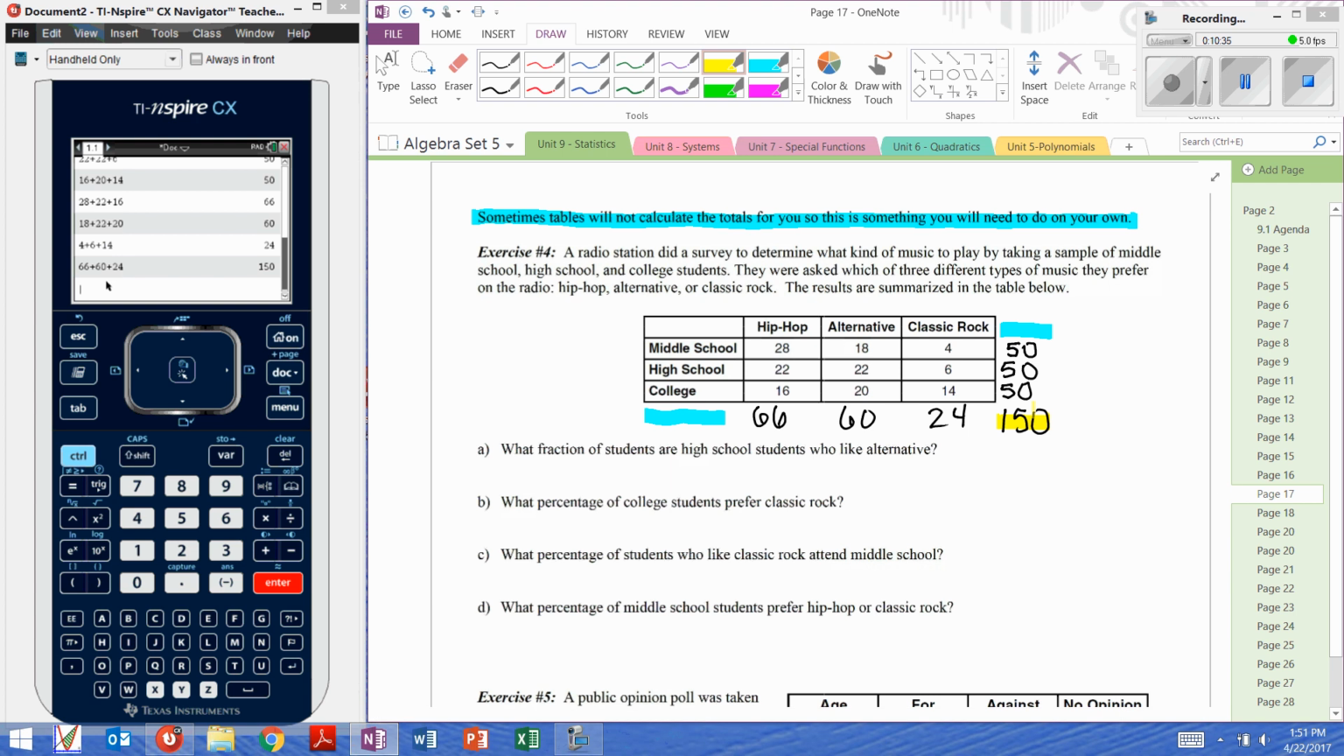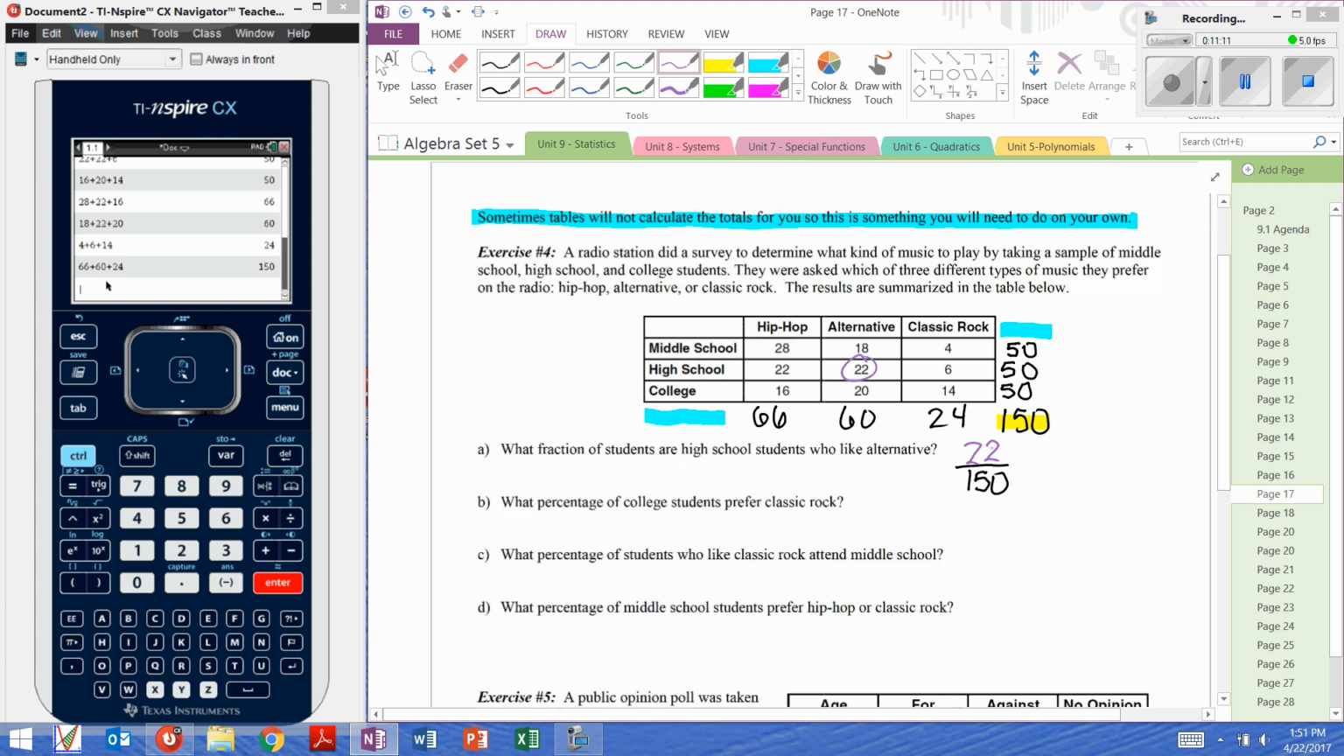So it says, what fraction of students, okay, so they're talking about all the students here. So what fraction of students, of all of them, so we're dealing with 150 as our whole, are high school students who like alternative. All right, let's look in the table for that. So high school students that like alternative, that would be 22 out of 150. If you wanted to simplify it, you could, but it's not necessary.